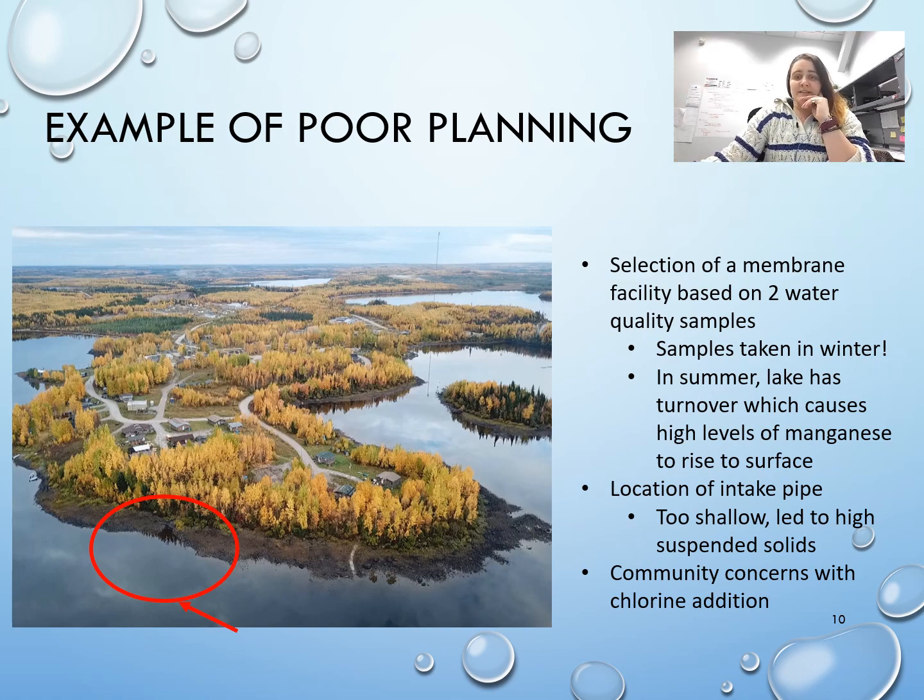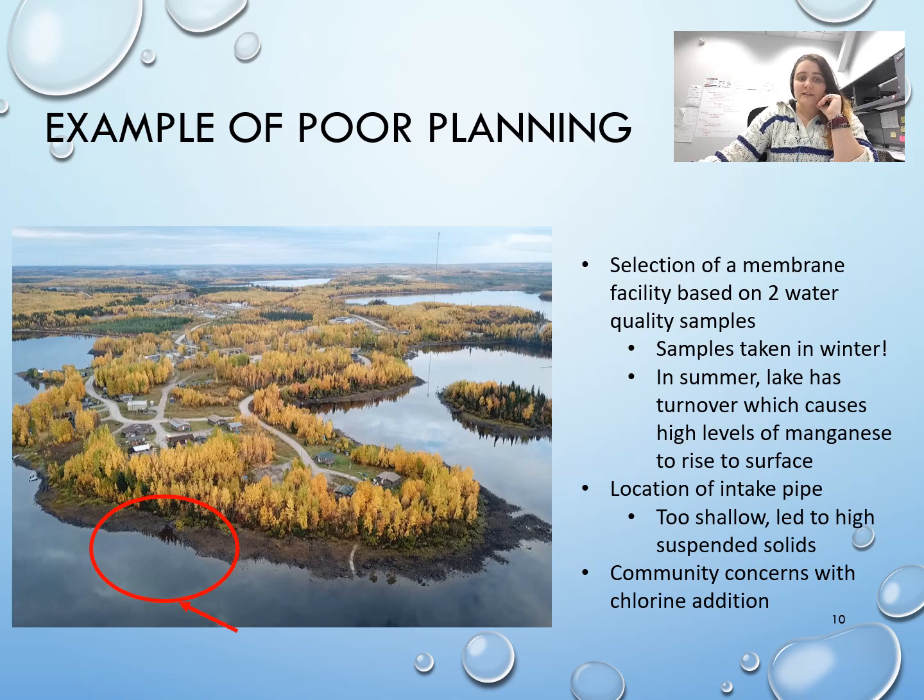The problem was that the samples were taken in winter for those 2 samples. And in the summer, the lake has what's called turnover. So contaminants come up to the surface because the water temperature cycles within the lake. And it's beyond me to explain exactly how that occurs, but basically what you need to know is that in the summer, manganese levels in the lake rise because you have that turnover. So it actually has a lot higher manganese than people knew based on the samples.